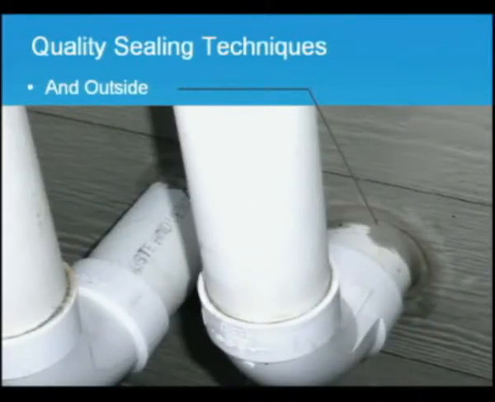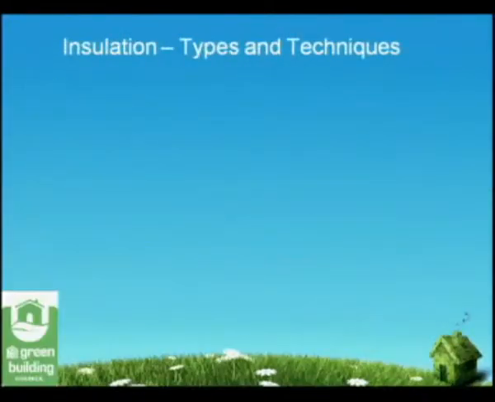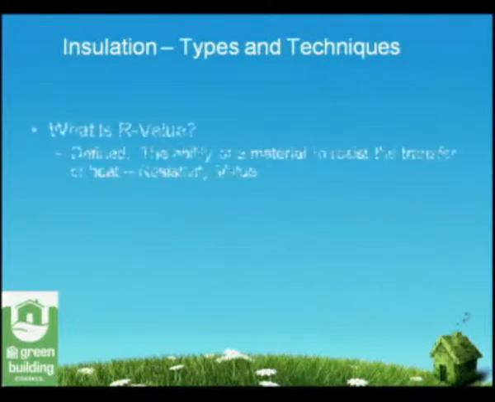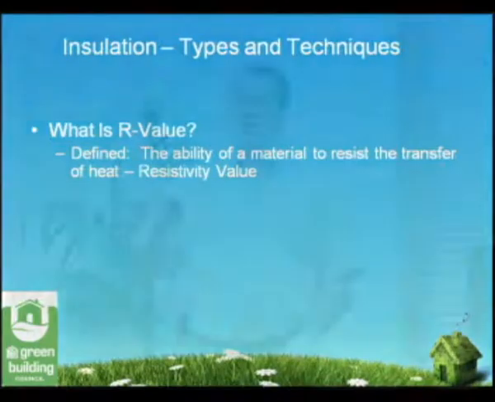Not only is it important to hit it on the inside, it's also important to hit it on the outside. These are those same 2 pipes with the air sealant or with the caulking around the outside to minimize that air infiltration again. Insulation types and techniques. First thing that is important is defining what R value is, and R value changes quite frequently depending upon how that material is used.